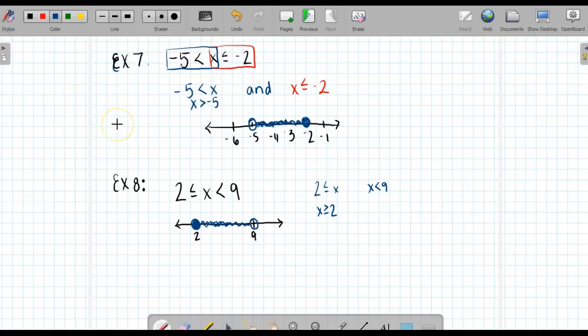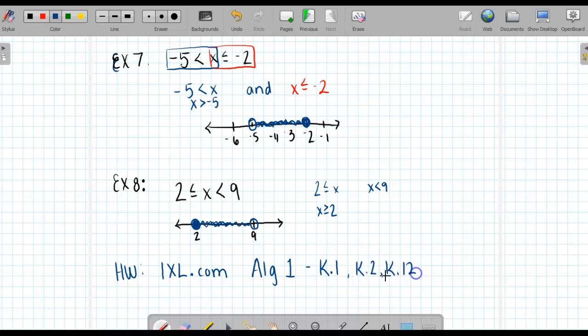So for homework, I want you to do iExcel.com. I want you to do Algebra 1, and you're going to do sections K1, K2, and K12. And these are all graphing.